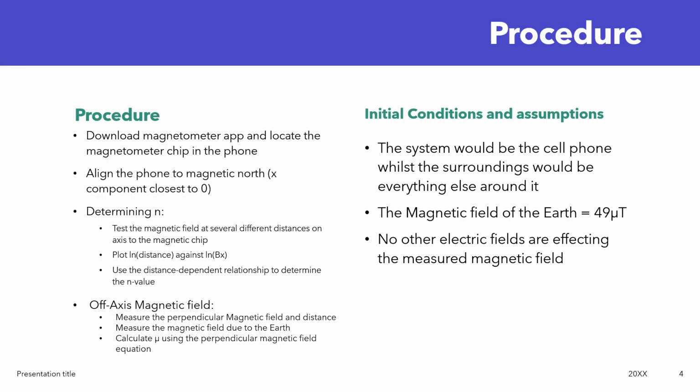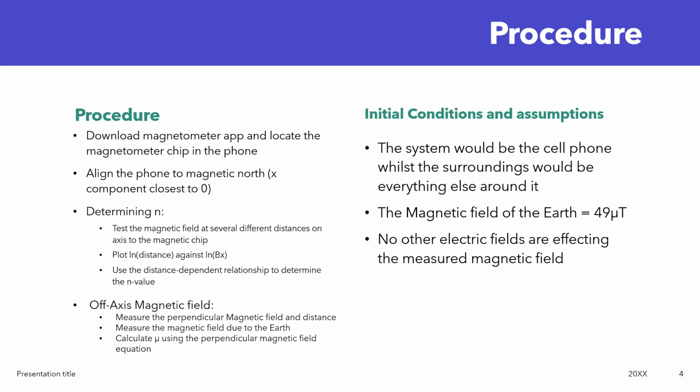So the procedure is we download the magnetometer app on our phone, and we locate the magnetometer chip in the phone. Then we align the phone to the magnetic north, thus ensuring that the Earth's magnetic field will not impact the experiment too much. To determine n, we tested the magnetic field at several different distances and plotted the distance against the magnetic field. For the off-axis magnetic field, we measure the perpendicular magnetic field and distance, measure the magnetic field of the Earth, and calculate mu using the perpendicular magnetic field and the equation.